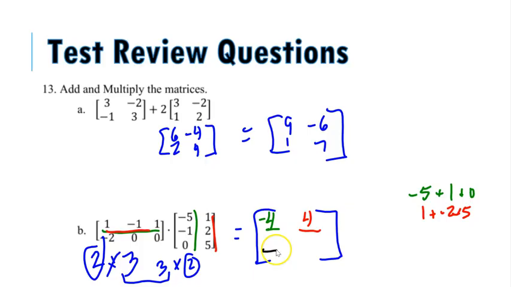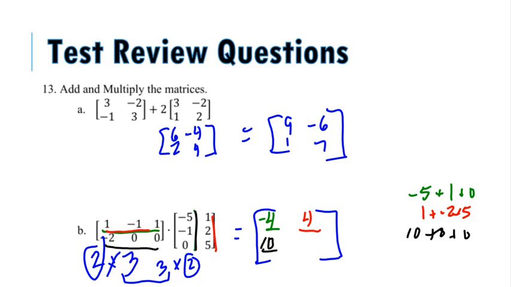Next, I'm in row 2, column 1. So we got negative 2 times negative 5, which is 10. We got 0 times negative 1 is 0. And we got 0 times 0 is 0. So if I add those together, it gives me 10.